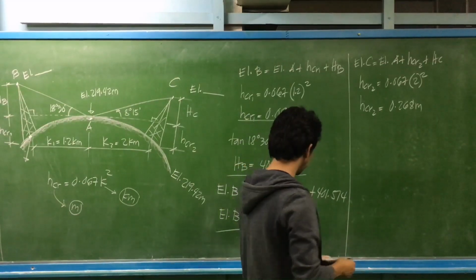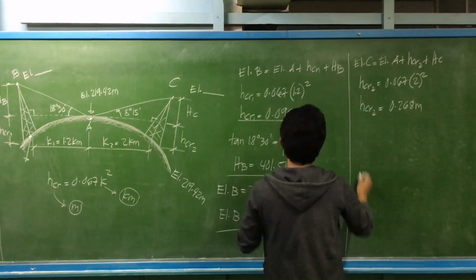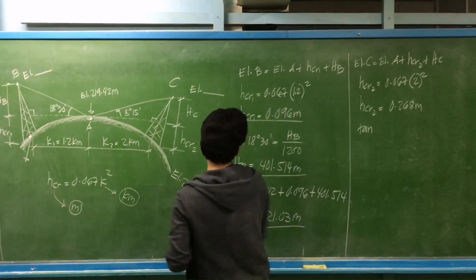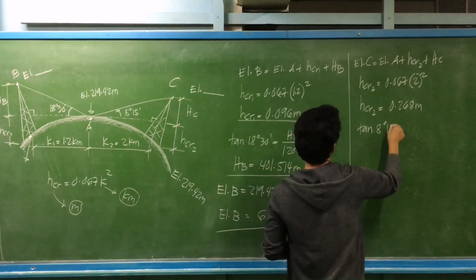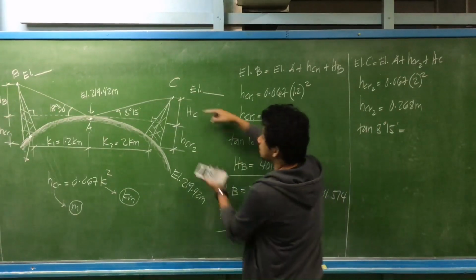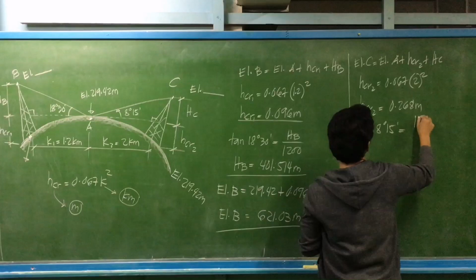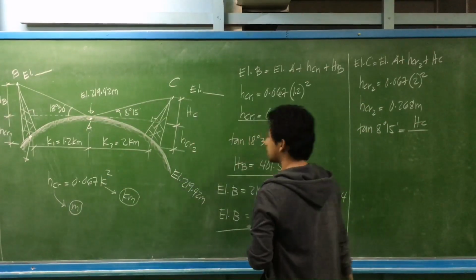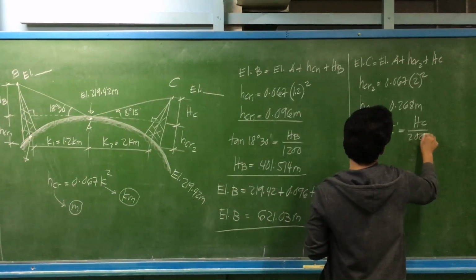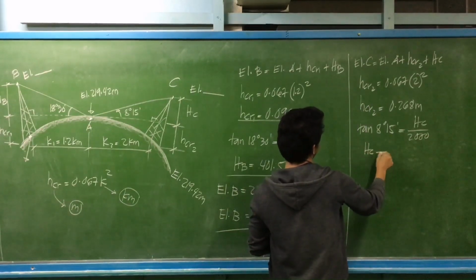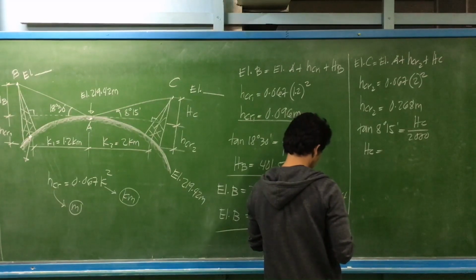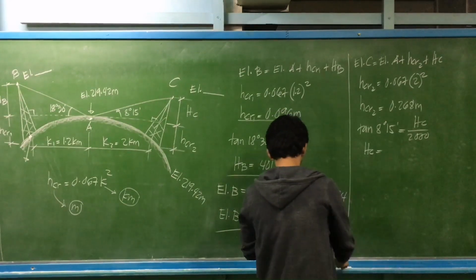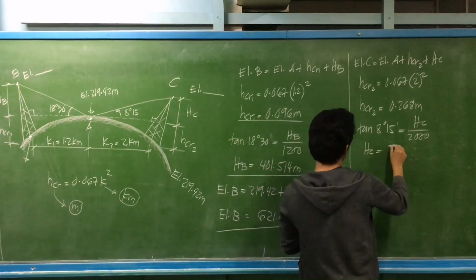Okay, then tangent. This is the tangent of 8 degrees, 15 minutes, is equal to opposite, that is h sub C, divided by the horizontal distance, that is equal to 2,000 meters. So we'll be having h sub C.